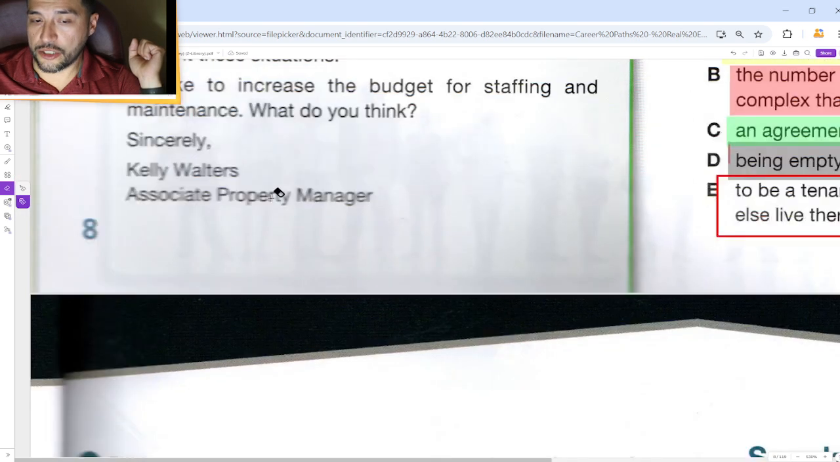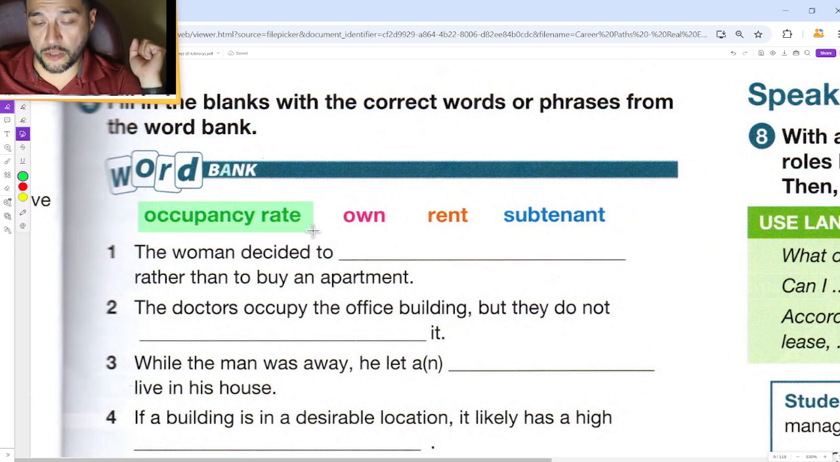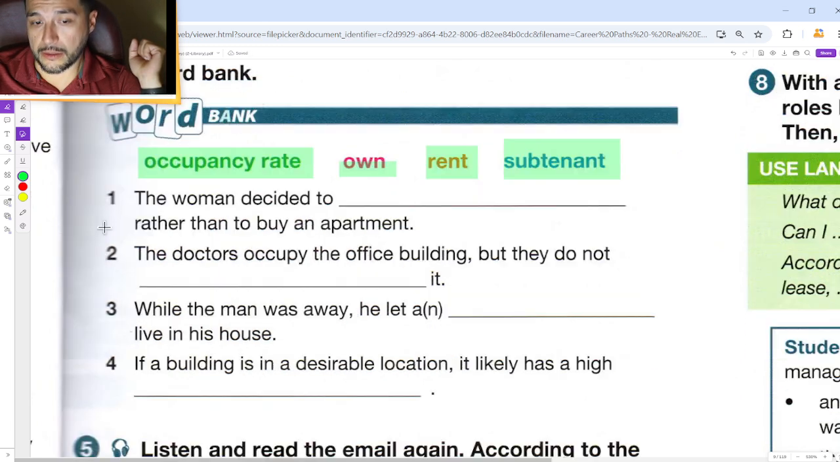Let's do another exercise. Fill in the blanks with the correct words or phrases from the word bank. Occupancy rate. Own. Rent. Subtenant. Your job is to fill in the blank. Number 1. The woman decided to blank rather than to buy an apartment. She doesn't want to buy.